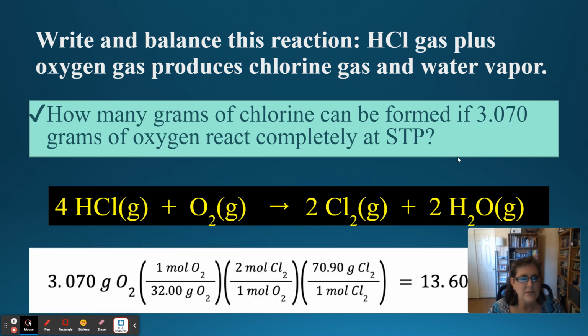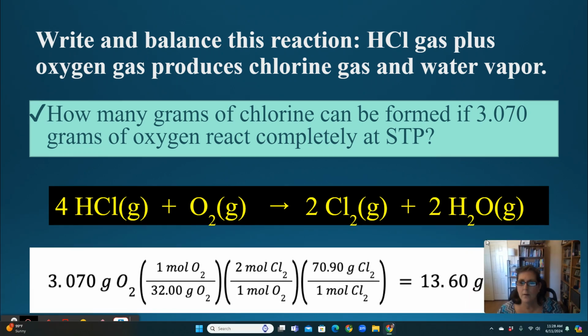And we're back. Let's look at our answer. Here we go. We've got 3.070 grams of oxygen. Oxygen is diatomic, so the molar mass is 2 O's. So 32.00 grams of O2 and 1 mole of O2. Grams cancel. We're ready for that mole ratio. 1 mole of oxygen is on the bottom. 2 moles of chlorine is on top. 2 to 1 mole ratio.